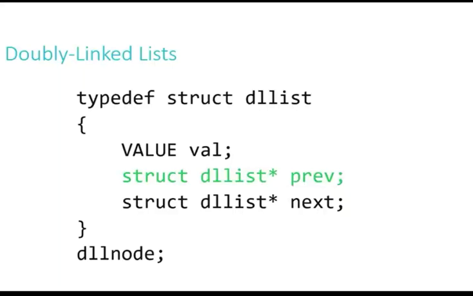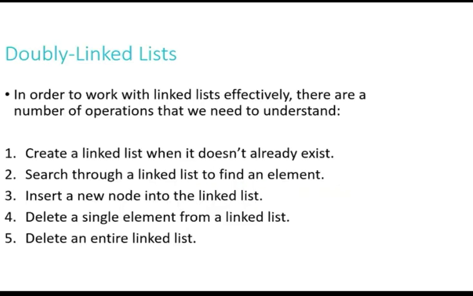So as I said, we just have to add one single field to our structure definition, this notion of a previous pointer. With a singly linked list, we had the value and the next pointer. So the doubly linked list just has a way to move backwards as well.